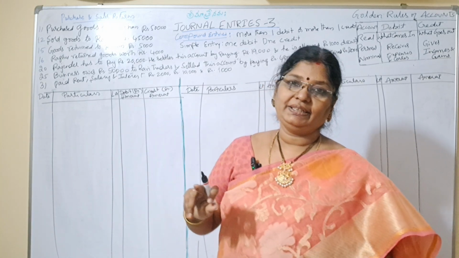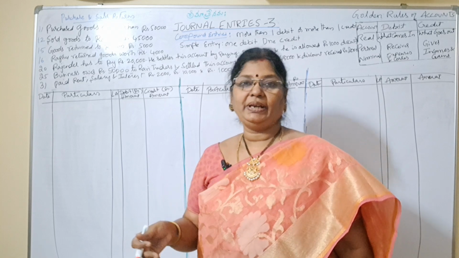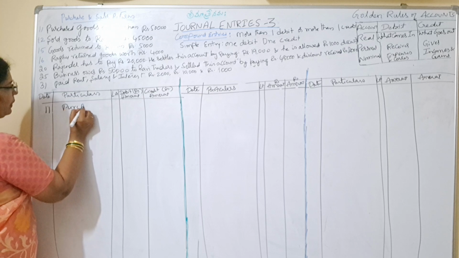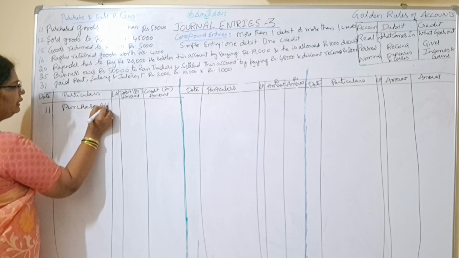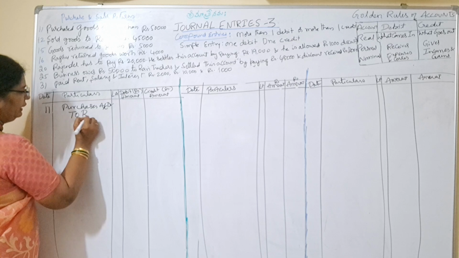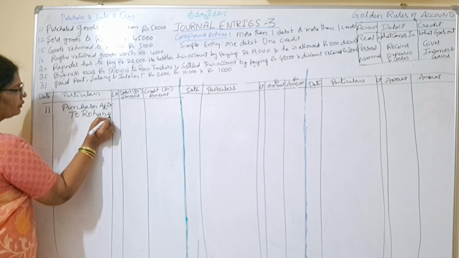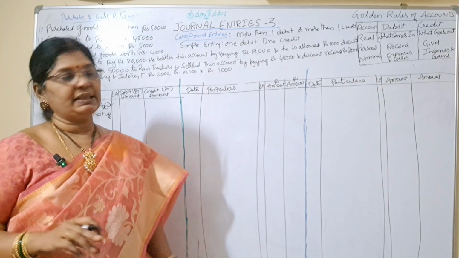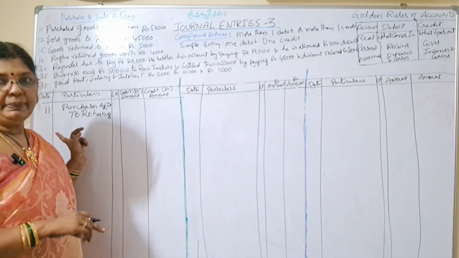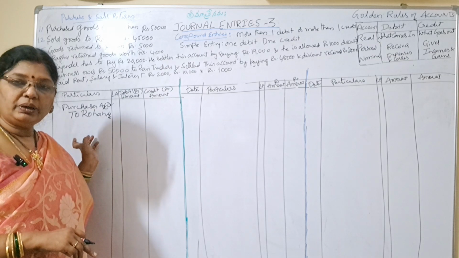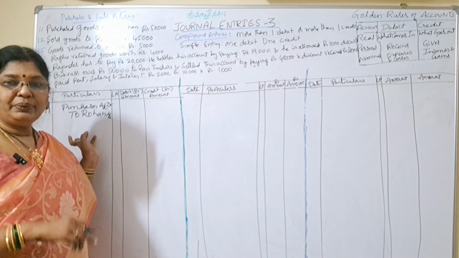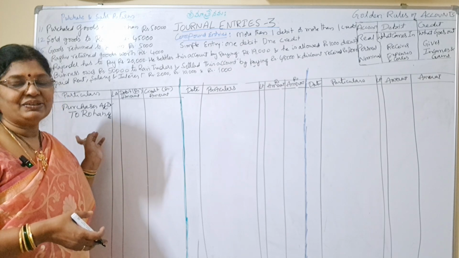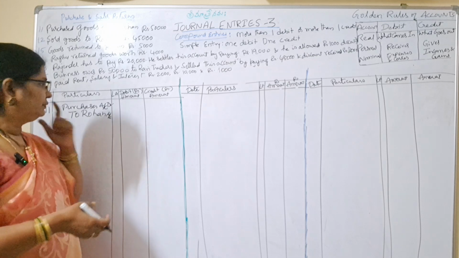So what entry will you write? Purchase account debit to Rohan account. On 11th, we have purchased. Purchases account debit to Rohan account. Why have we debited purchases? Because purchase is an expense according to the nominal rule. Why have we credited Rohan? Because Rohan is giving us the goods, and the giver is to be credited.